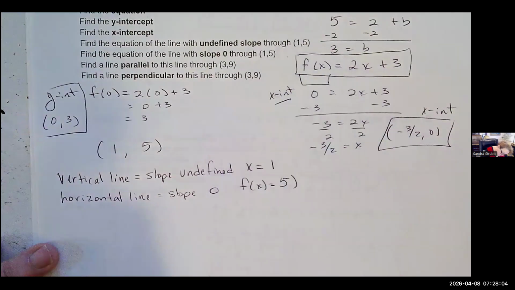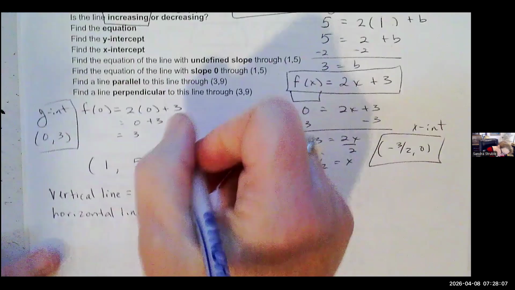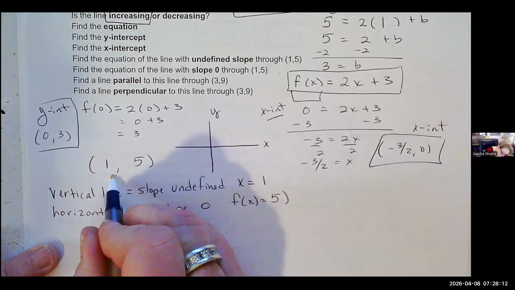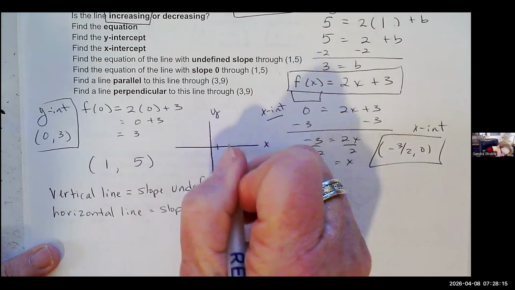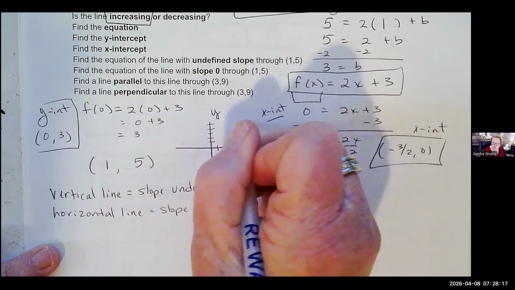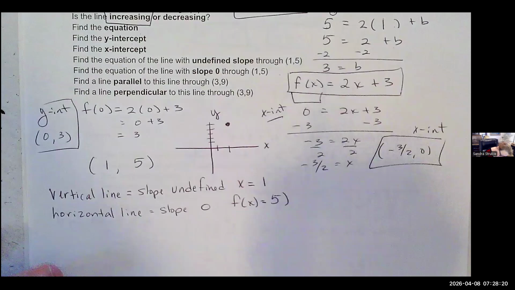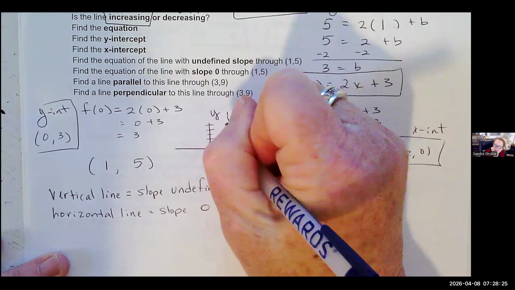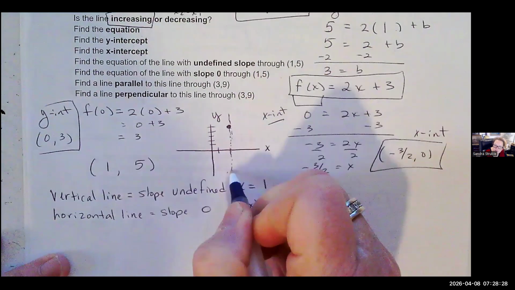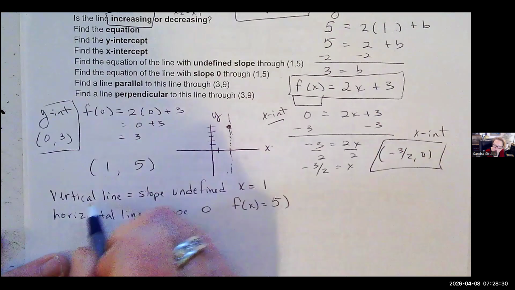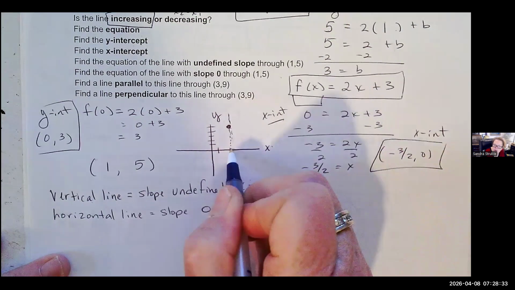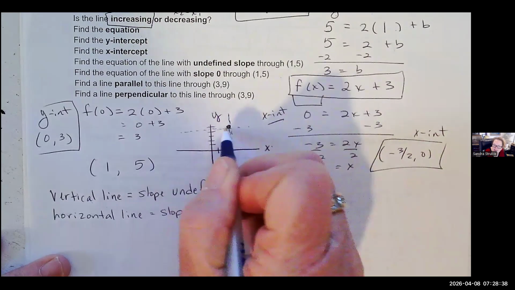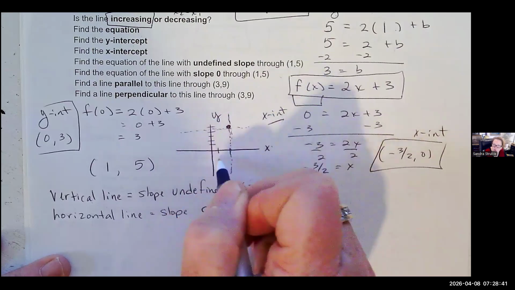I want to show you something that has always helped me. (1, 5). Let's just do here. 1, and then 1, 2, 3, 4, 5. There's my point right there. Okay. A vertical line is up and down. All right. So let's just assume I can draw a straight line. What axis does that cross? It crosses the x. So for a vertical line, it's x equals 1. For a horizontal line, it crosses the y-axis. It doesn't cross the x-axis unless it's y equals 0. So it's going to be y equals 5.